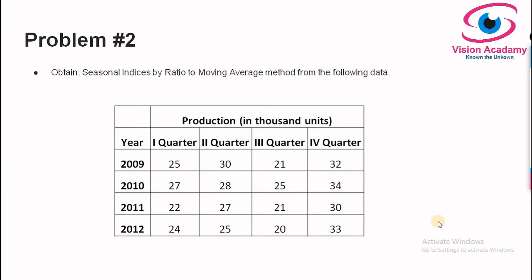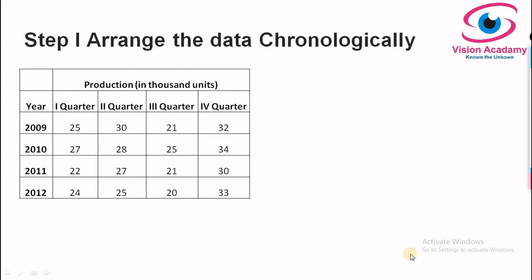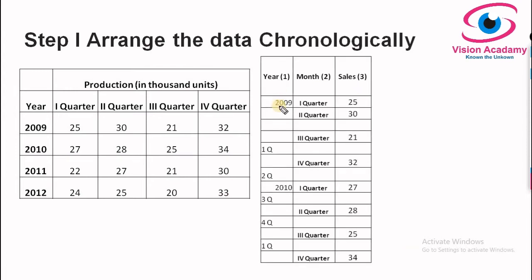Firstly, we need to arrange the given data in chronological order. So let us arrange the chronological order. For arranging chronological order, I have taken it column wise for calculation purposes. In the first column I have taken year. In each year we have 4 quarters, so I have entered quarter 1, quarter 2, quarter 3 and quarter 4. For 2010 also we have 4 quarters. Here I have arranged the given data in chronological order for the first 2 years.